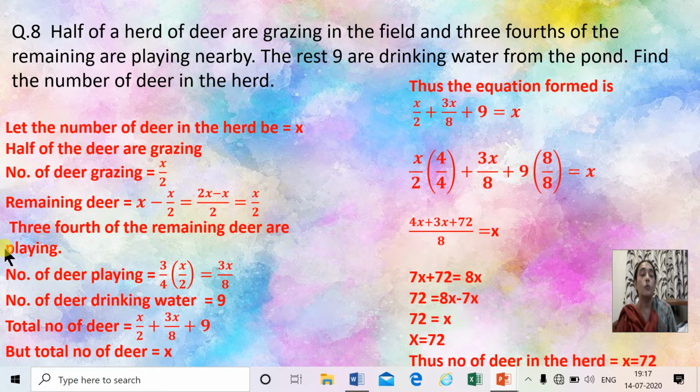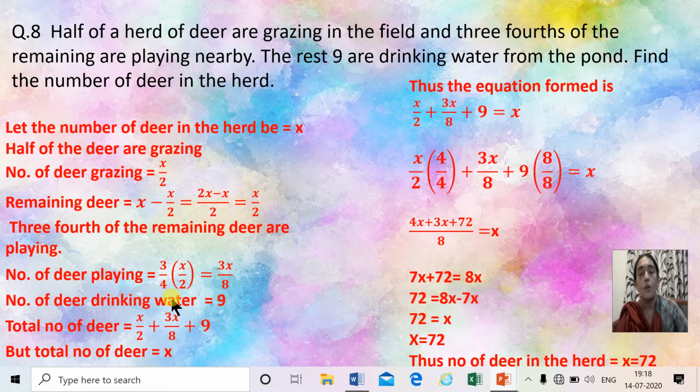Now, 3/4 of the remaining deer are playing. 3/4 of what? Remaining deer. So the number of deer playing is equal to 3/4 of x upon 2. I multiply the numerators and I multiply the denominators because nothing can be cancelled. So 3 into x is 3x and 4 into 2 is 8. So 3x upon 8. Now you are given the rest 9 are drinking water. So the number of deer drinking water is equal to 9.